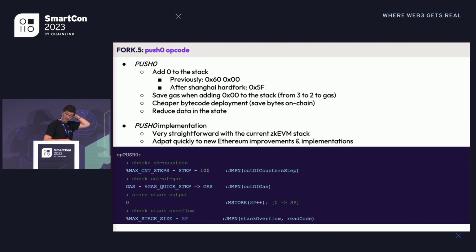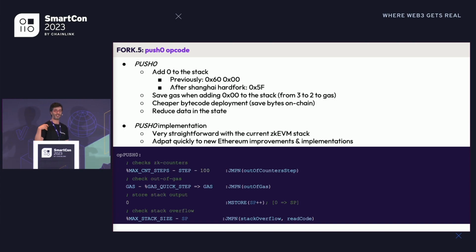Regarding the fork 5, you may have heard about the Shanghai hard fork in Ethereum. It was an addition of an opcode, the push 0. This opcode is kind of straightforward, no? Instead of using push 1 and then 0, 0, you just call the opcode push 0 and you insert 0 into the stack and that's it. Then you basically save 1 byte and basically save 1 gas.